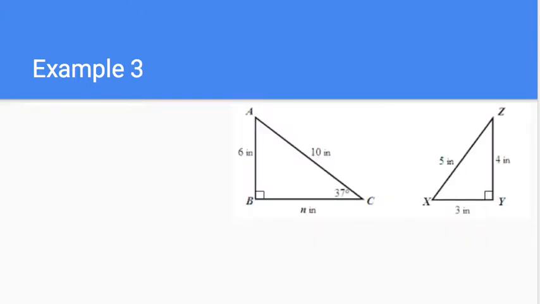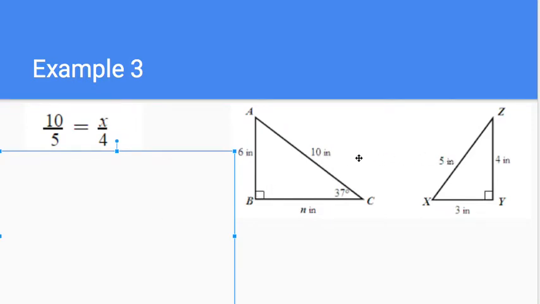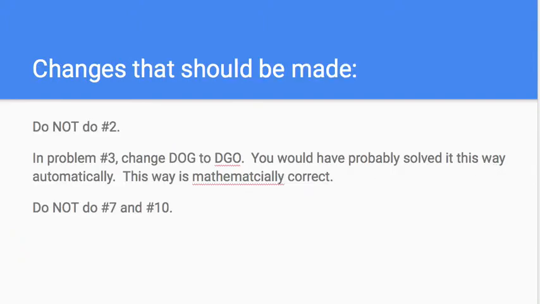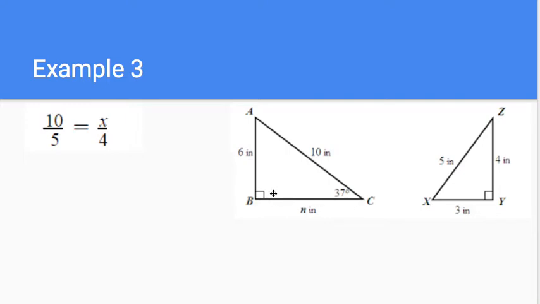Okay, last question. Now you can see they've kind of mixed it up. So I've got triangle ABC and XYZ. So what I want to do is I'm going to set this up 10 over 5, my two hypotenuses, and then x over 4. So 10 and 5 are the two hypotenuses, so they can go over each other. And then x is on this figure, and it actually matches up with the 4. Because if you look, this side is longer than this, and so 4 is longer than 3.